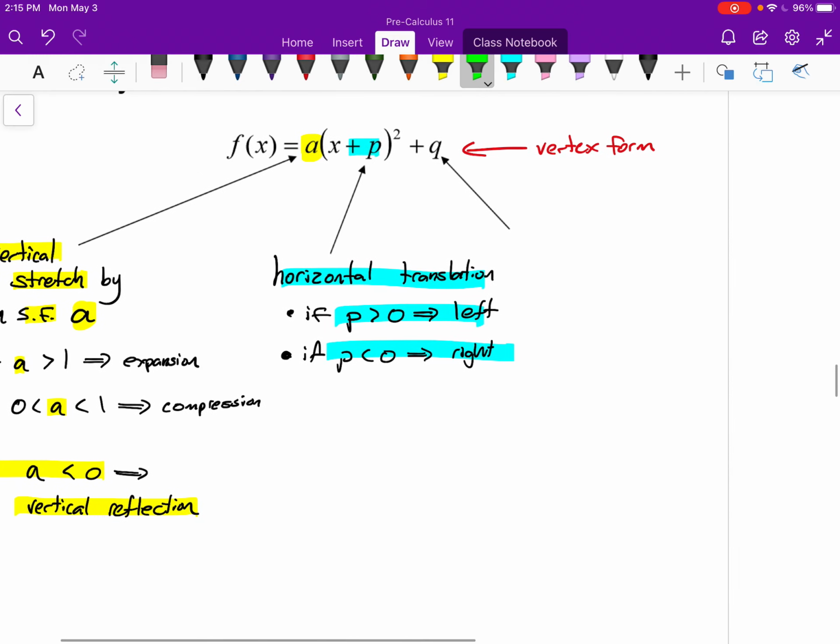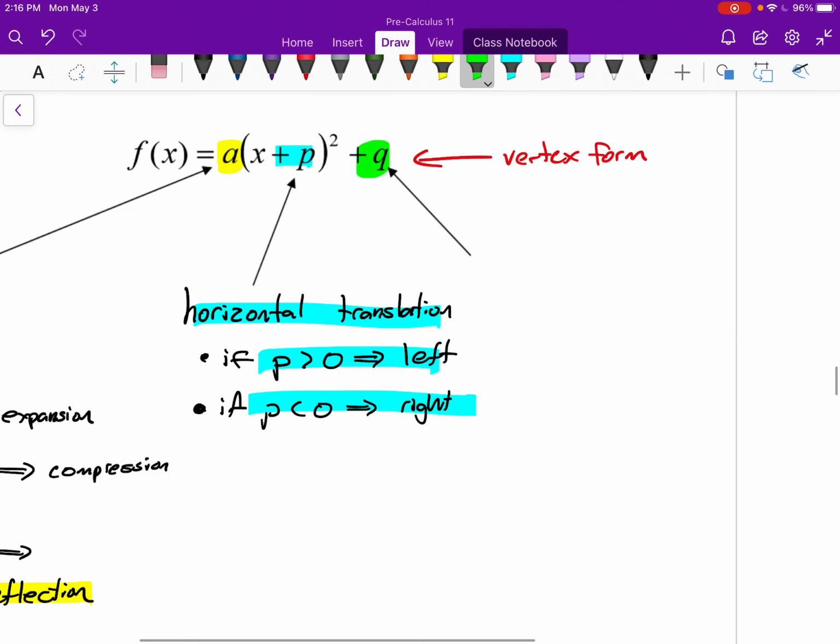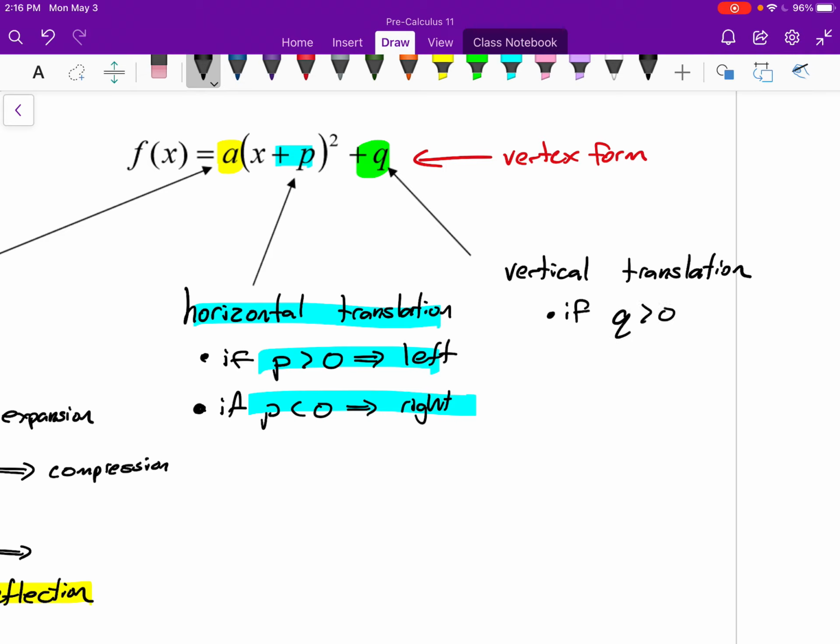And finally, q. I use a, p, and q because that's what the textbook's using. It doesn't really matter, I can pick any variables I want, I'm just going to be consistent with the textbook. The textbook uses q to represent the constant that's being added or subtracted separately from the power of 2, and so it represents a vertical translation. If q is greater than 0, which means you're adding something, it goes up. If q is less than 0, which means you're subtracting something, it's going down.